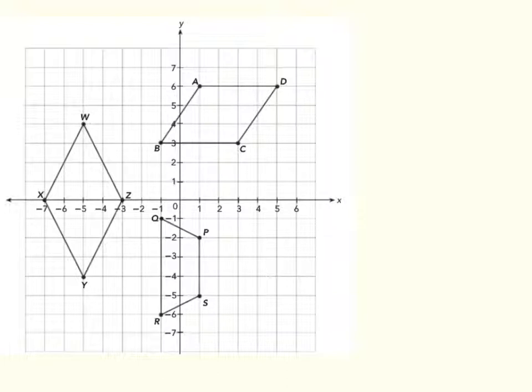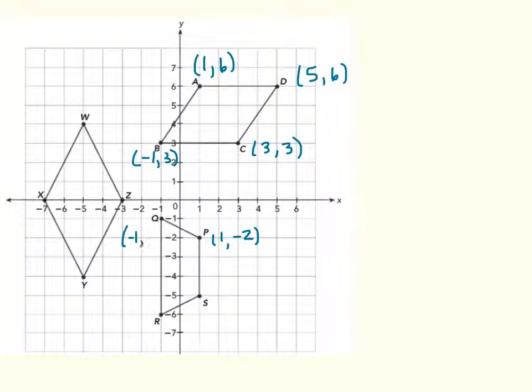If we wish to label each of these points, point A would be 1, 6. Point B would be -1, 3. C would be 0.3, 3. And D would be 0.5, 6. Point P would be 0.1, -2. Q would be -1, -1. R would be -1, -6. And S would be 1, -5.